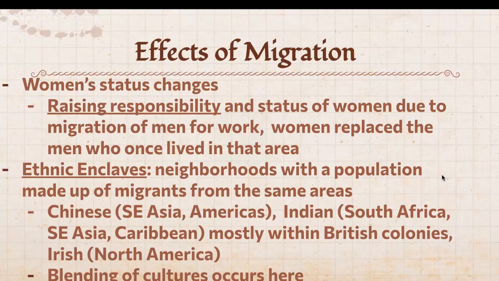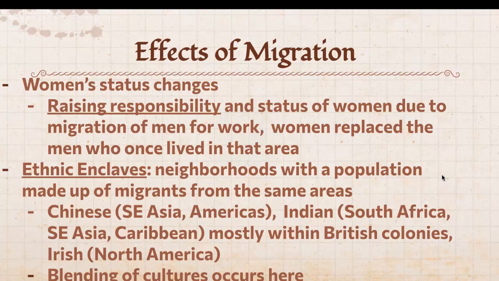Another effect is going to be the existence of ethnic enclaves. We see a lot of these in the United States. I'm specifically thinking about Detroit and Chicago, places where I've lived, where there are a lot of different ethnic enclaves. Those are neighborhoods of populations made up of migrants from the same areas. There will be a lot of ethnic enclaves made up of the Chinese, Indians, as well as the Irish. There will also be some ethnic enclaves of Hispanic and Latino populations.